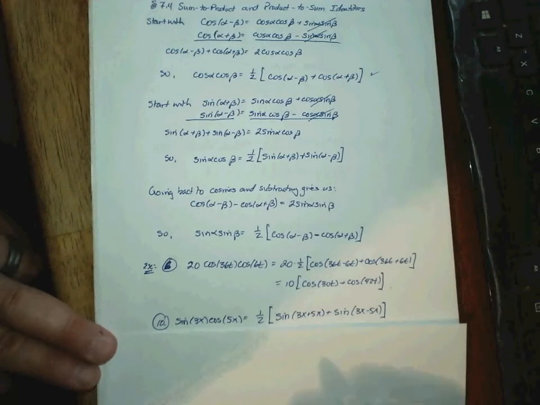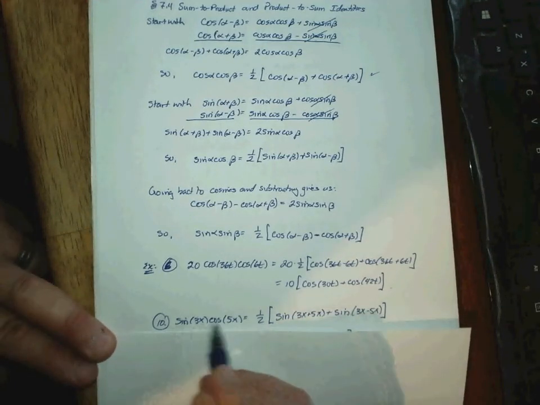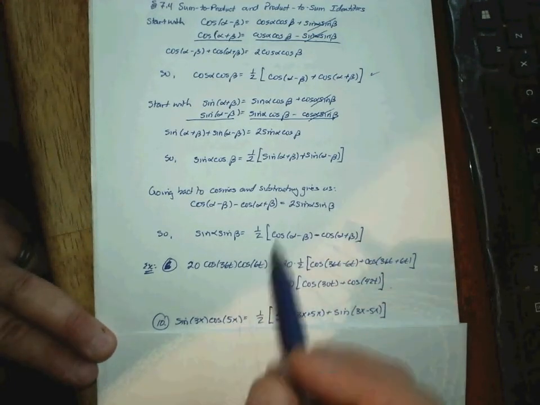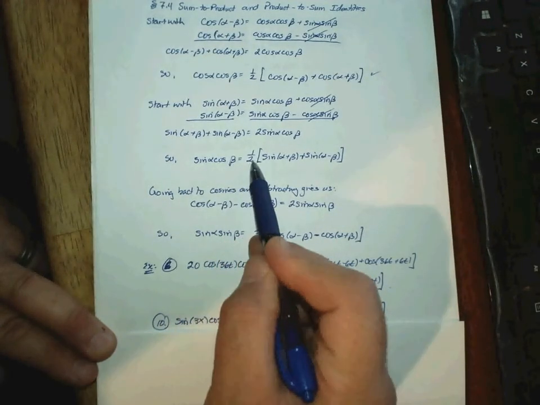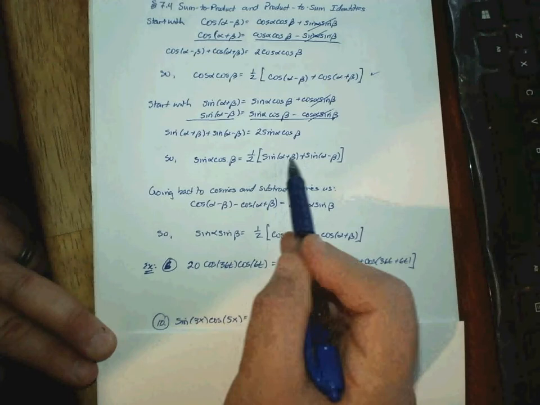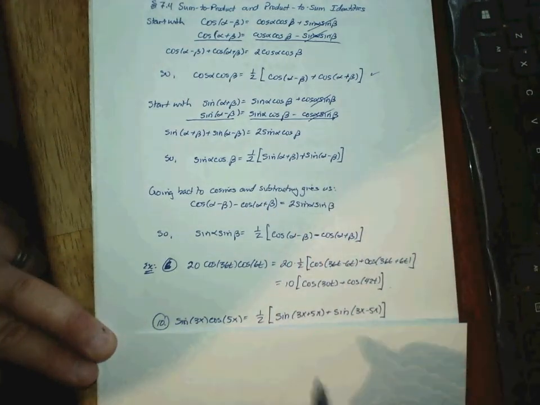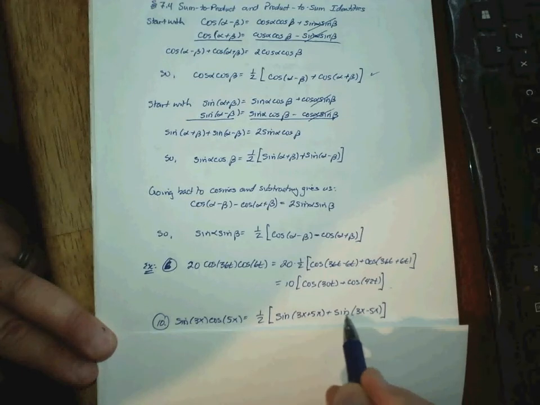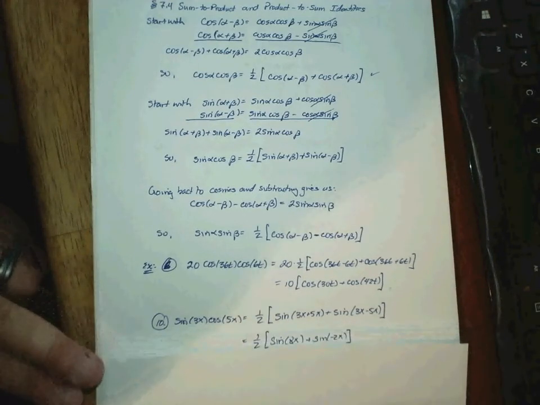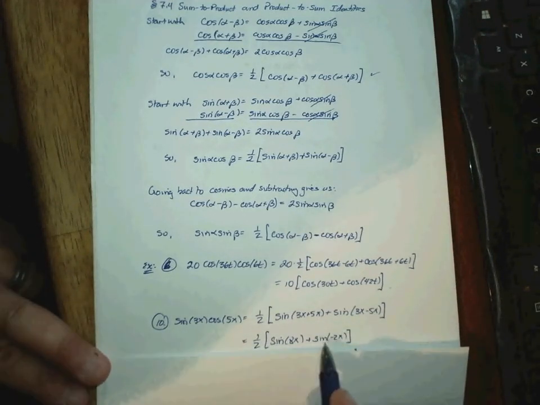Similarly, in problem number 10, I've got a sine times a cosine. So I go to my identity up here for the sine times the cosine. It's going to be 1/2 the sine of the sum of the two angles plus the sine of the difference of the two angles. So 1/2 the sine of the sum of the two angles plus the sine of the difference of the two angles. And I rewrite that to this form.